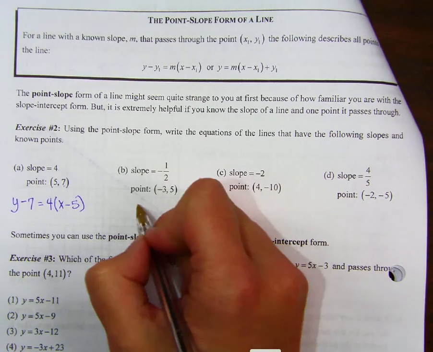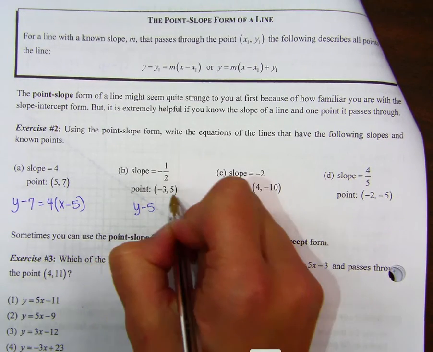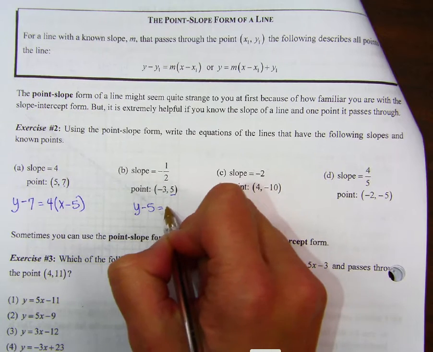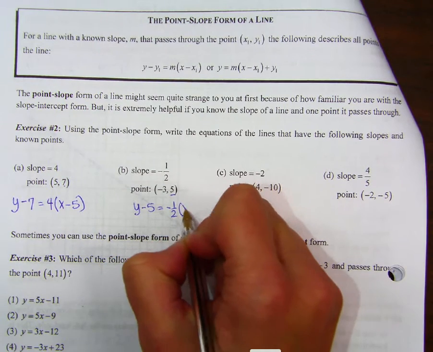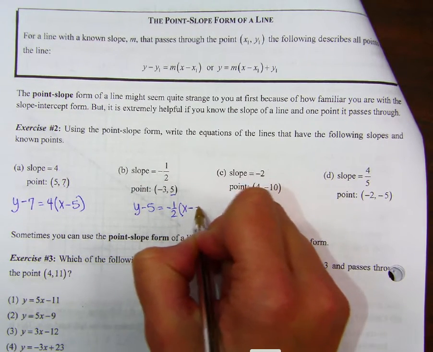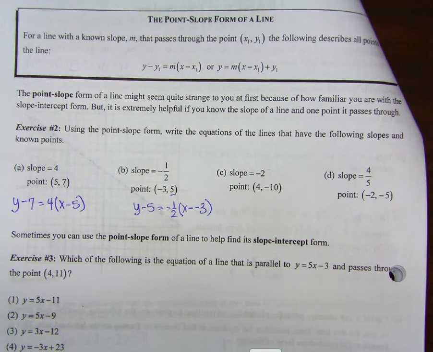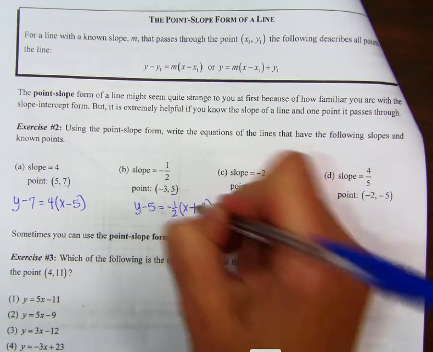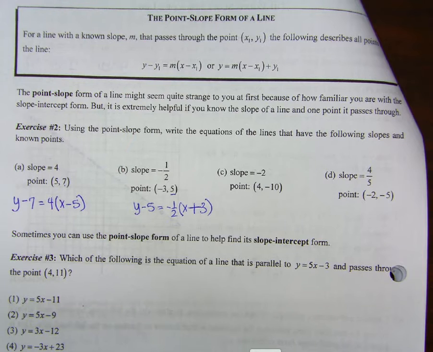The next one, y minus the y value of our point is equal to the slope, and then times x minus the x value of our point, so x minus -3 would just become x plus 3. So try the next two and see if you can come up with those equations in point slope form.